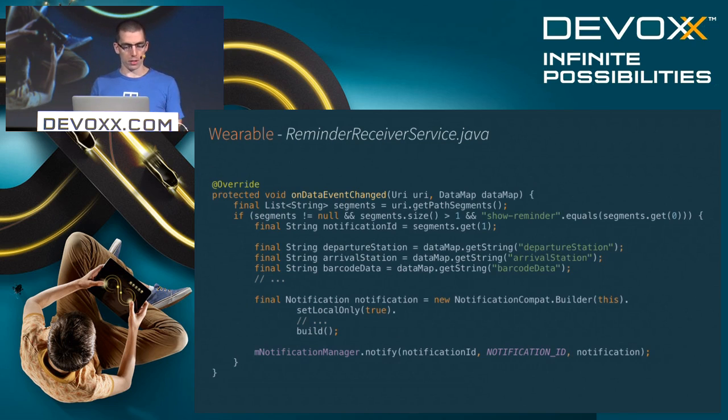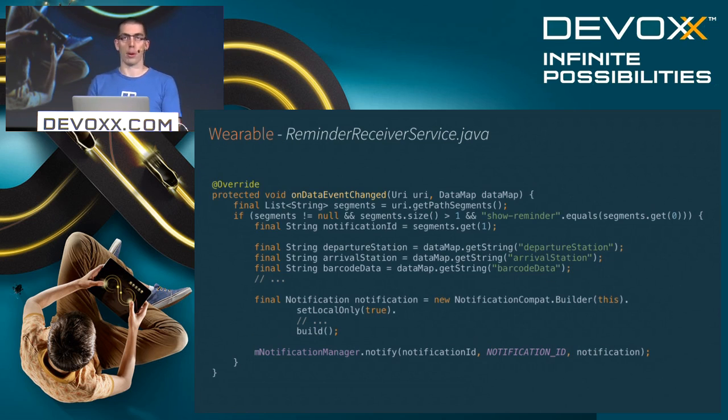So we've received the data map event here on the wearable, and what we have to do is trigger the notification. In order to do that, we just look at the URI, because I have to make sure that the URI that I was passing on my phone is exactly the same as the one I'm receiving on my wearable. This is kind of the API between the wearable and the handheld device. And then I start reading information inside the data event and the data map object.